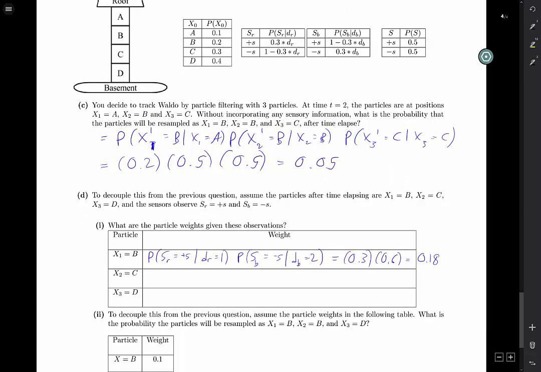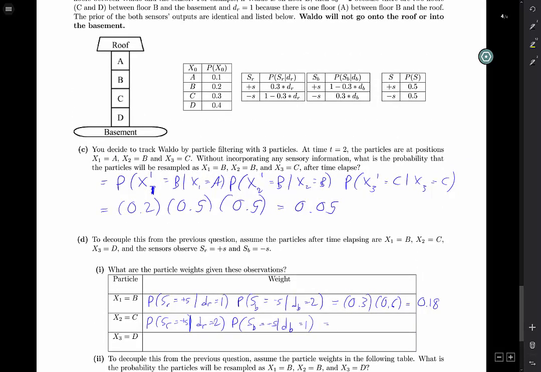So we do the same thing for C. The probability SR equals plus S, given the distance to the roof equals 2, and the probability that SB equals minus S, given the distance to the basement equals 1. So given dr equals 2 and plus S, that'll be 0.6. And given minus S and dB equals 1, that'll be 0.3. So 0.18.